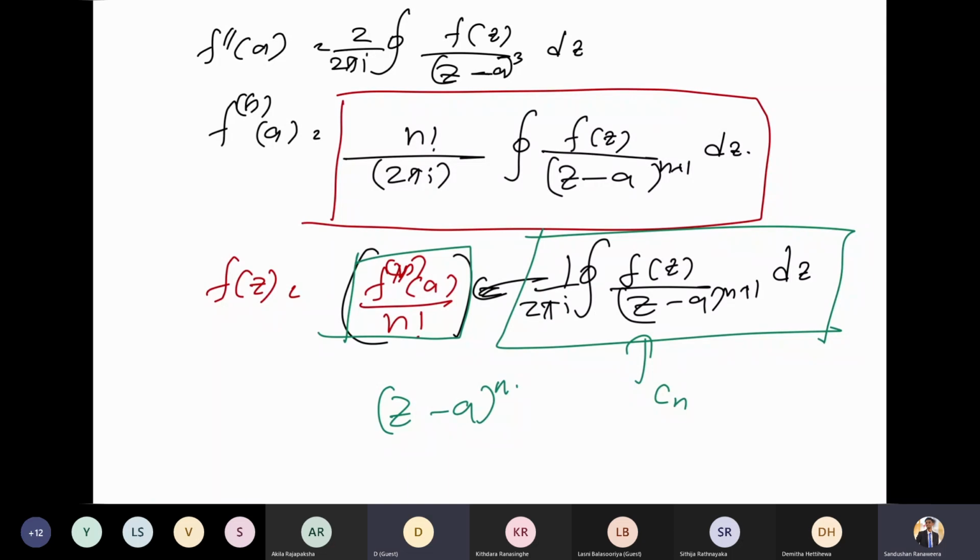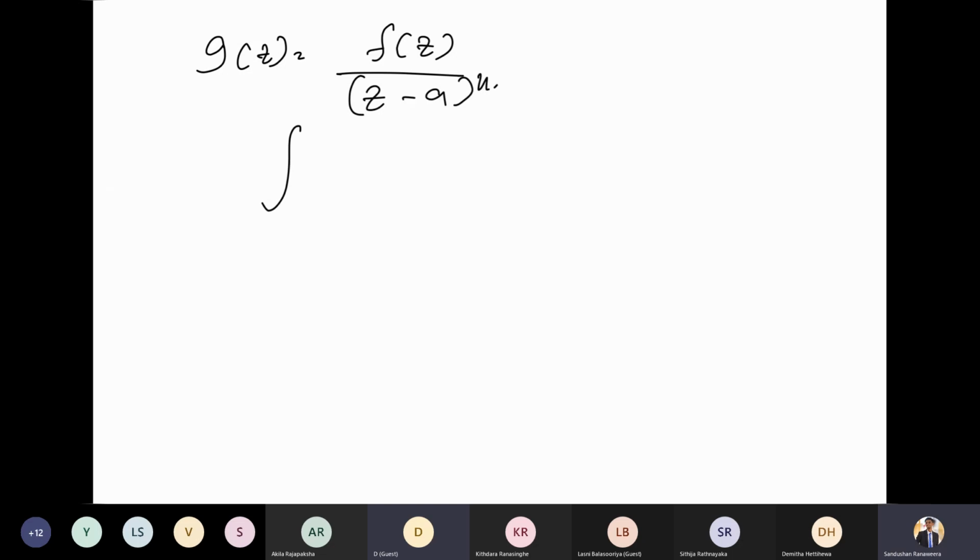So a more important thing is, let's say, this is a very nice thing. Let's say you have some function like this: g(z) = f(z) divided by (z minus a) to the power k. Now I will evaluate some integral, something like this. I will evaluate the contour integral over C of g(z) times (z minus a) to the power of minus 1 dz. I simply evaluate this integral.